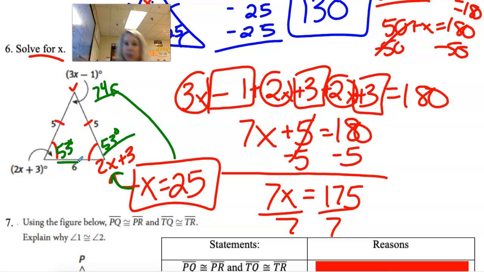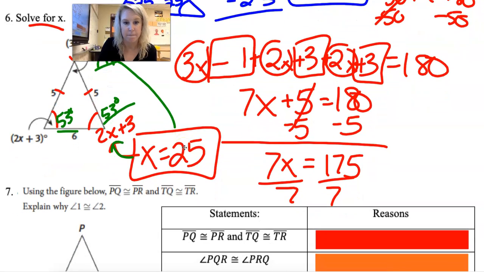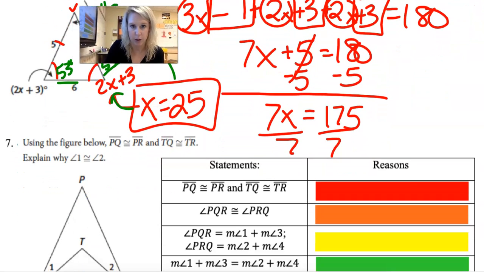So if you're ever on a quiz and you want to make sure you're correct, you can always substitute your answer in to find your angle measurements to see if you're right. All right. So that's an example of using algebra with isosceles triangles. All right. Let's look at one more proof problem.